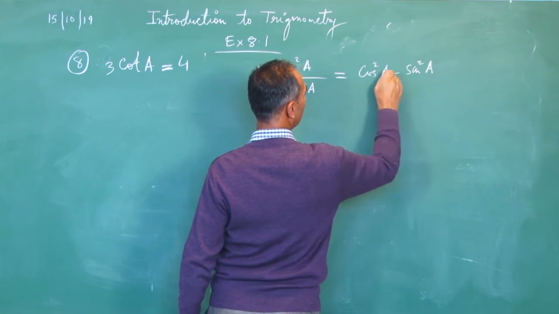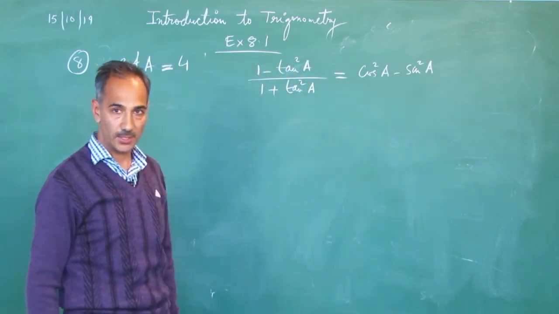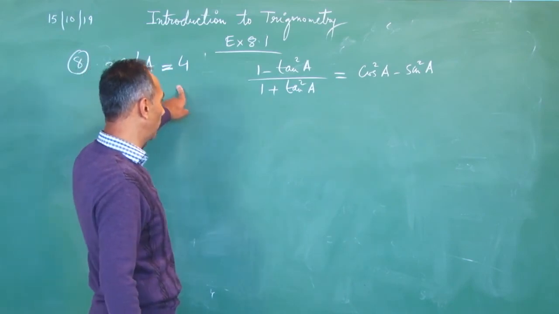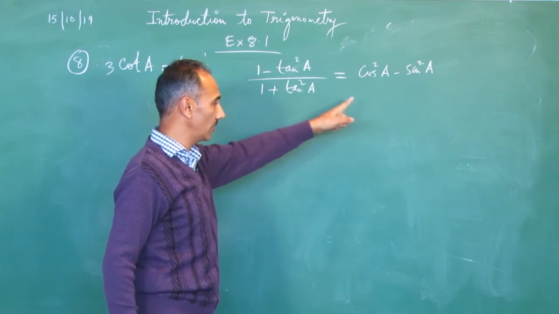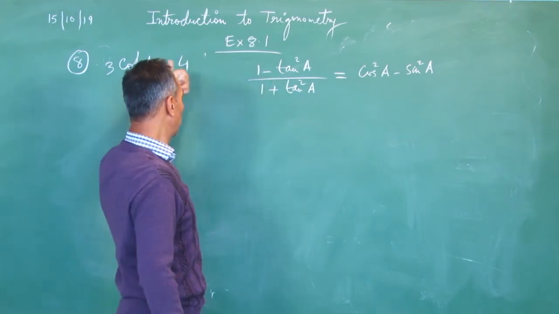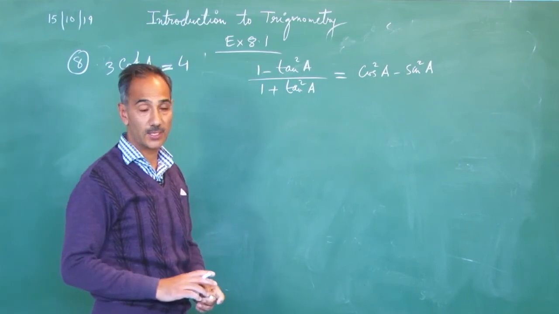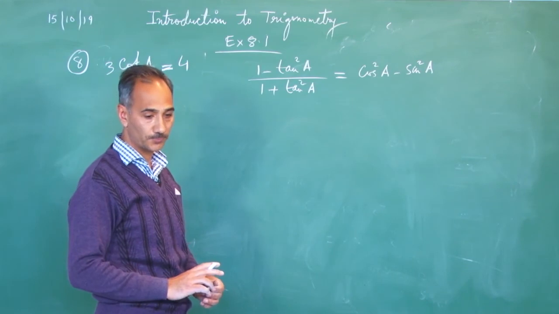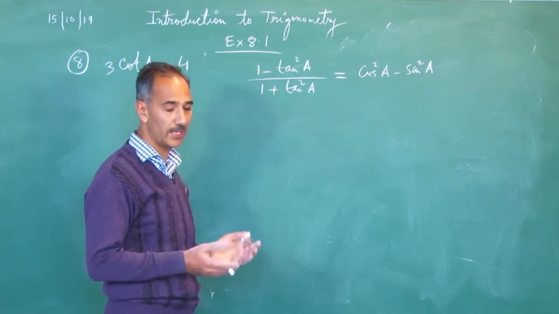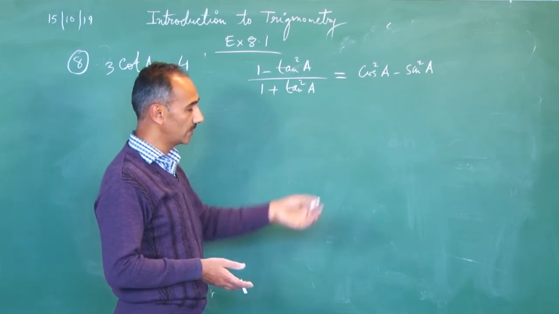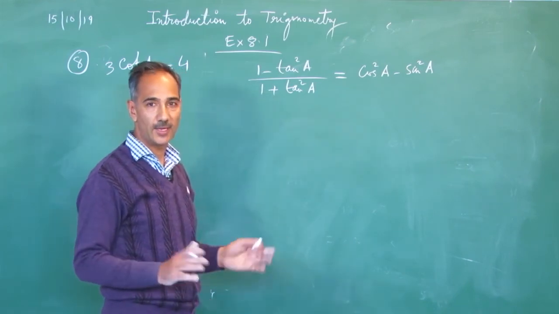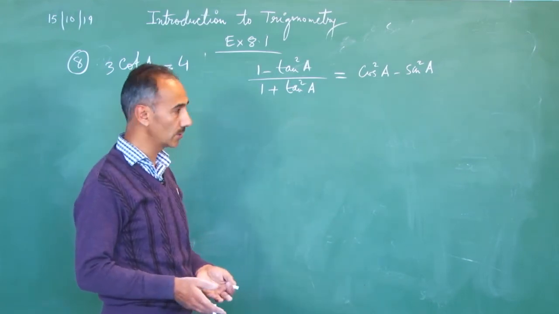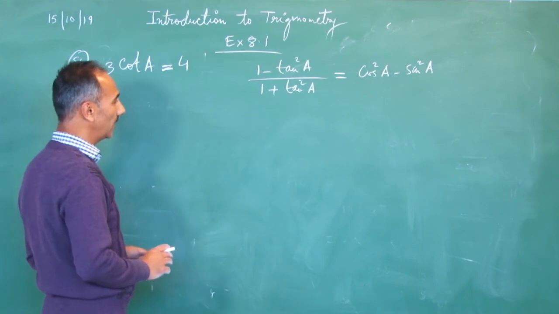So this is a trigonometric equation. You have to see that if 3 cot A is given as 4, is this equation valid? Is (1 minus tan square A) upon (1 plus tan square A) equal to cos square A minus sin square A? We'll take the value of tan to prepare the left hand side, and the values of sin and cos to prepare the right hand side. If left hand side and right hand side are equal, then this equation is verified. It holds for that angle A.